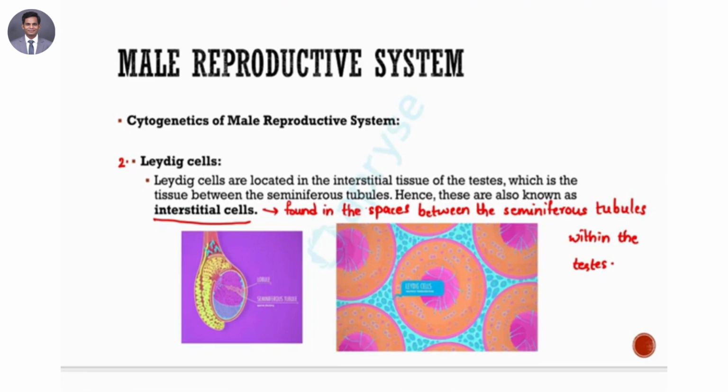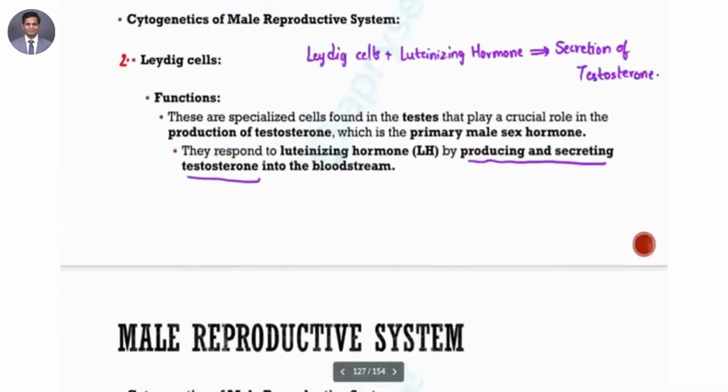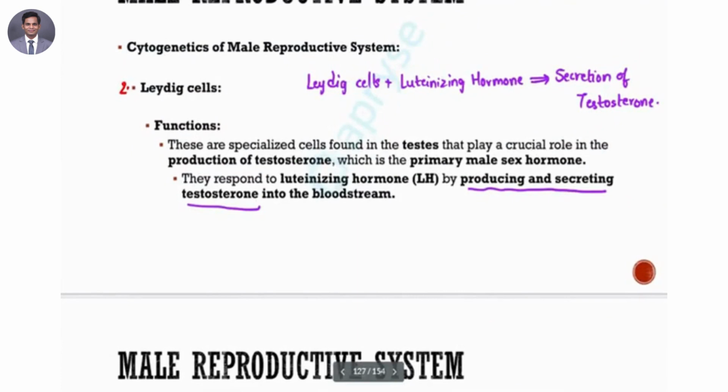These Leydig cells, upon stimulation by the luteinizing hormone, help in the production and secretion of testosterone, which is a key male hormone. Is that clear? So what is the location? The location is the spaces between the seminiferous tubules. What is the function? One of the important functions is testosterone production. Leydig cells play a very important role in the production of testosterone, the main male sex hormone. It is regulated by LH.